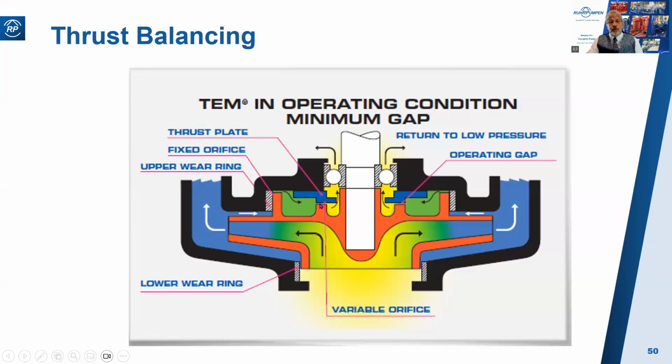Close that, the flow slows down in this area, so the pressure builds up in this area, and suddenly you've got a thrust reversal. It will all try and move down. So what you get is equilibrium. It floats like this and adjusts according to the flow rate of the pump, and it works beautifully. No need for any external thrust bearing.